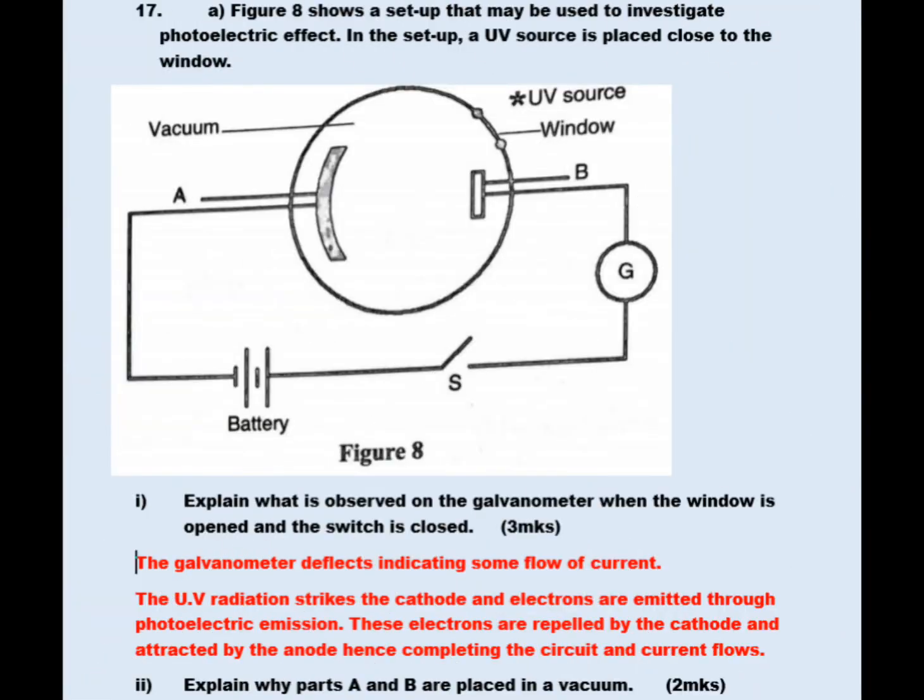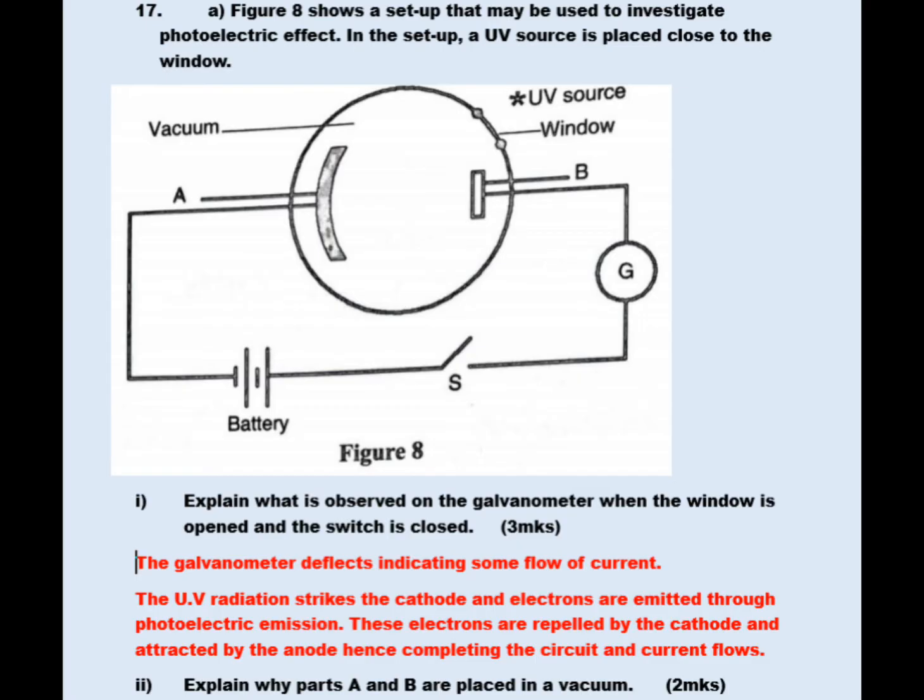Question 17a. Figure 8 shows a setup that may be used to investigate the photoelectric effect. In the setup, a UV source is placed close to the window. So you can see a vacuum there, battery, switch. You have A, which is the cathode, B, which is the anode. You can see the galvanometer and the switch, and also a window which can be opened.